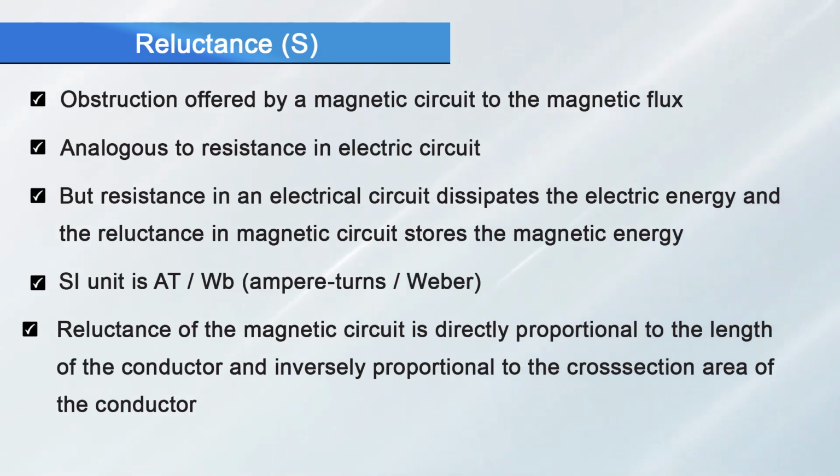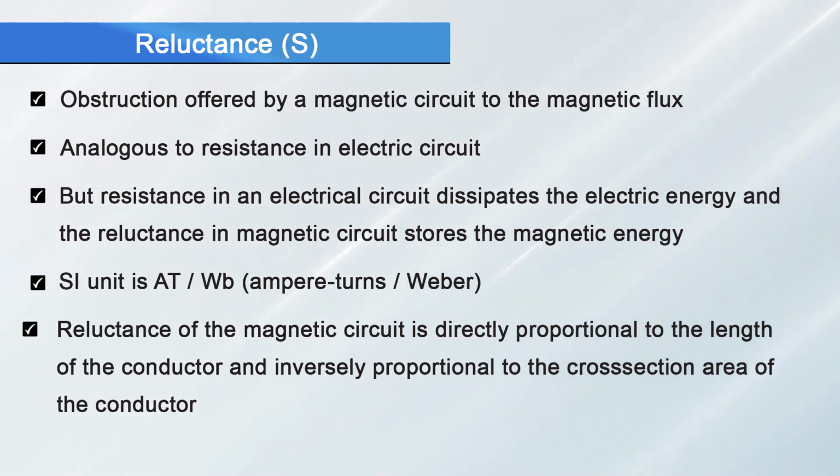Then comes reluctance. The reluctance is the obstruction offered by a magnetic circuit to the magnetic flux. So, as in electric circuit there is resistance, similarly in the magnetic circuit there is reluctance. But resistance in an electrical circuit dissipates the electric energy, and reluctance in the magnetic circuit stores the magnetic energy. Its SI unit is ampere turns per Weber or Henry inverse. Reluctance is also a very crucial concept in designing magnetic circuits such as transformers and inductors.